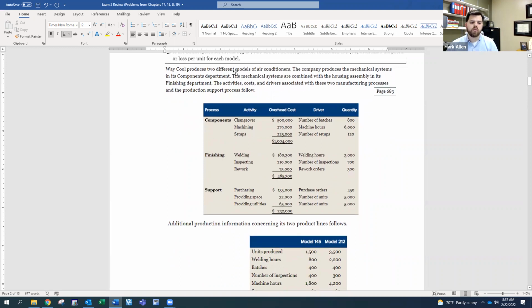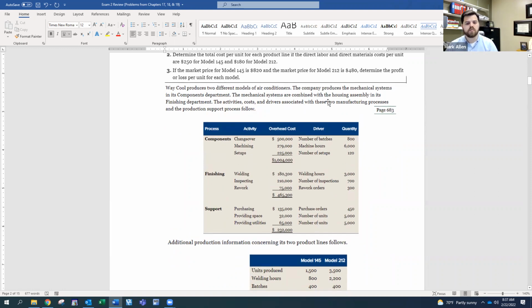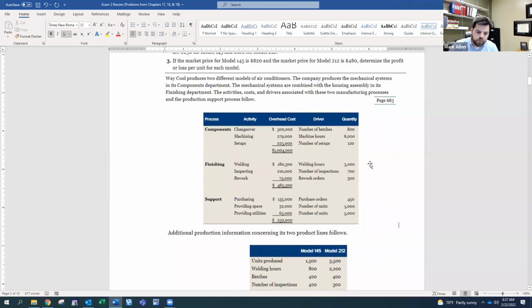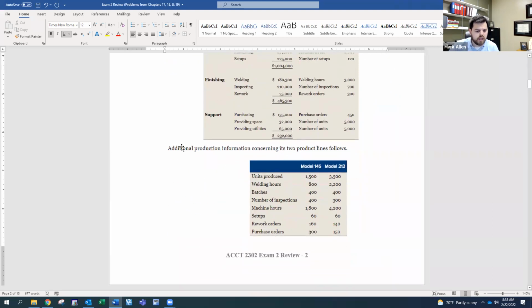So in this case, we have Waycool, who produces two different models of air conditioners. The company produces the mechanical systems in its components department, and the mechanical systems are combined with the housing assembly in the finishing department. In this case, we are told the activities, costs, and drivers associated with these two manufacturing processes and the production support process are below. So we see that here. We see our components department, we see our finishing department, we see our support department. And they tell us additional product information is here. So we see model 145 produced 1,500 units, model 212 produced 3,500. We see their welding hours, the batches, all that stuff. We see that very clearly here.